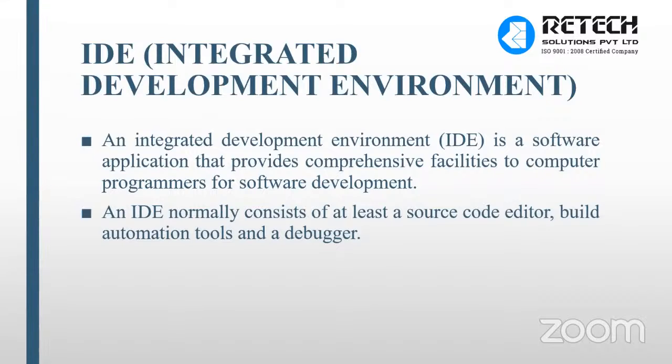An IDE normally consists of at least a source code editor, build automation tool, and a debugger. What is the difference between a compiler and an IDE? A compiler means a C program compiler, like Turbo C or C++.